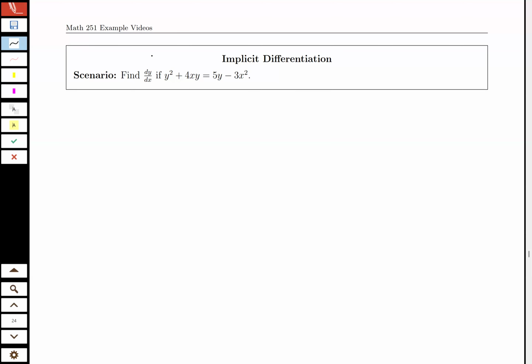Let's look at another example of implicit differentiation. I want to find dy/dx if y squared plus 4xy equals 5y minus 3x squared. I'm going to take the derivative of both sides with respect to x.